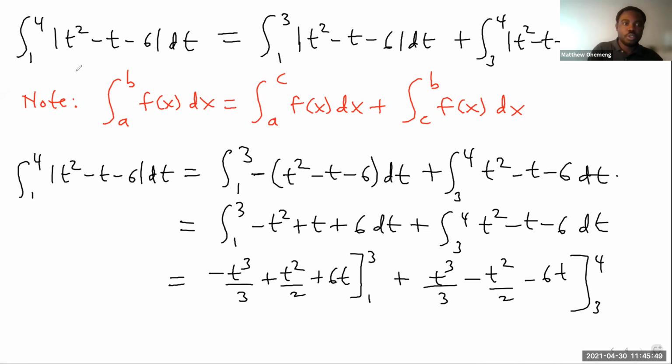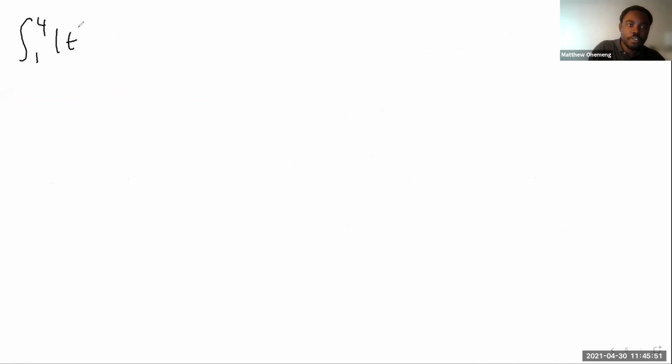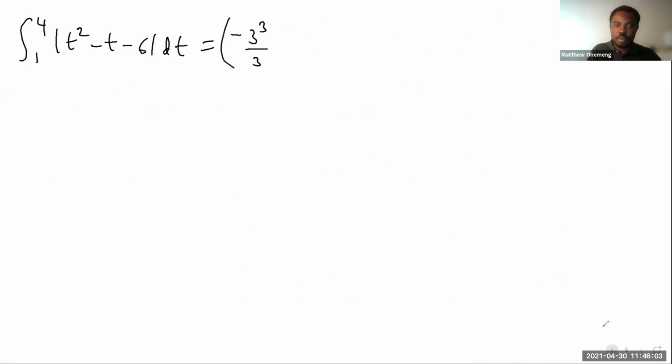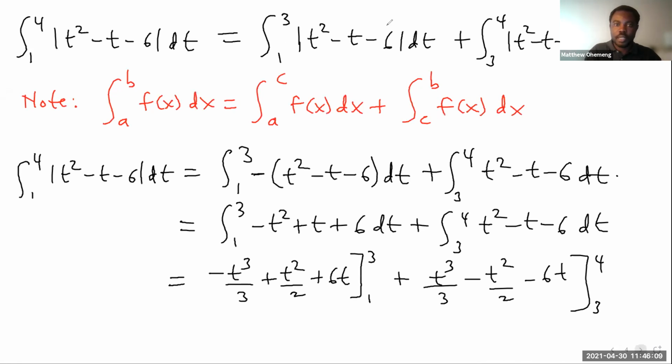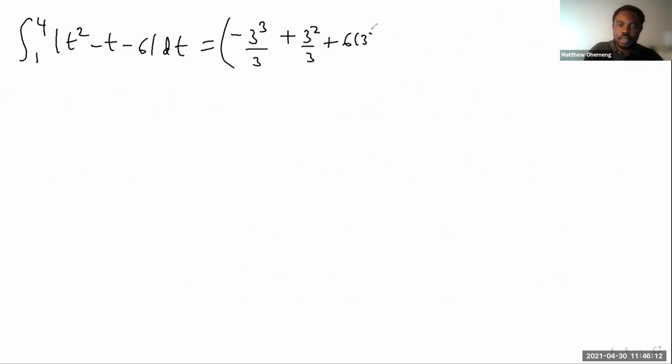Okay. So we have the integral from 1 to 4 of the absolute value of t squared minus t minus 6 dt. It's going to be what? So I'm plugging in 3. So that's negative 3 cubed over 3, and then I plug in 3 again, so plus 3 squared over 2, and then I plug in the next term, 6 times 3. And then minus, for the next piece, I'll plug in 1. So 1 cubed over 3 plus 1 squared over 2 plus 6 times 1. So that's the first piece.